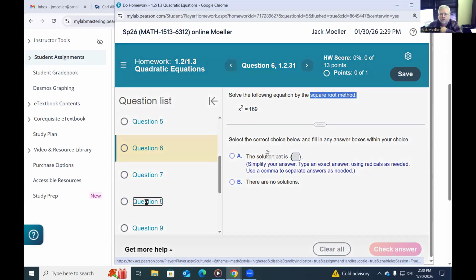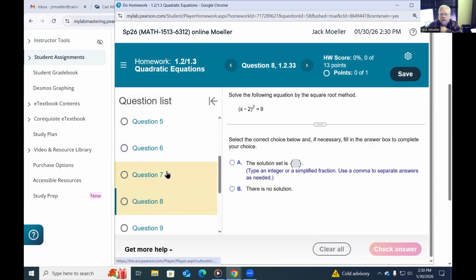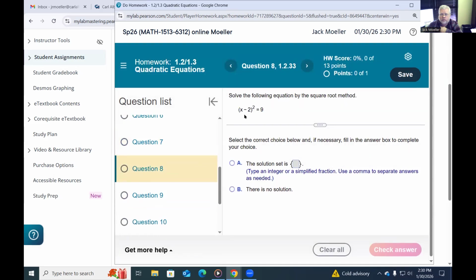Like I said, this is the special case. Again, they're saying square root method, so they're trying to give you a hint. You just take the square root of both sides, and the left-hand side becomes x minus 2. You could write it out twice and FOIL it out, then subtract the 9 over, make it equal 0, and use the quadratic formula. That's the longer way to do it, but that would also work.